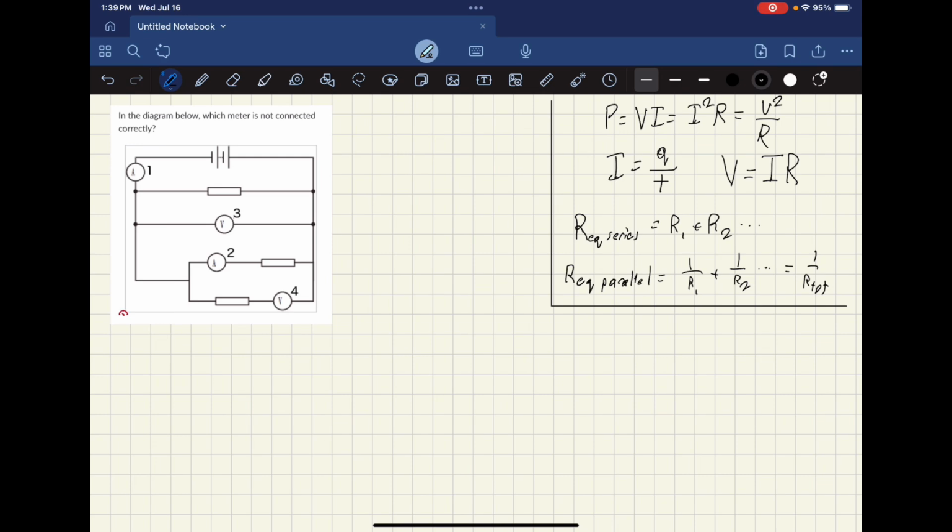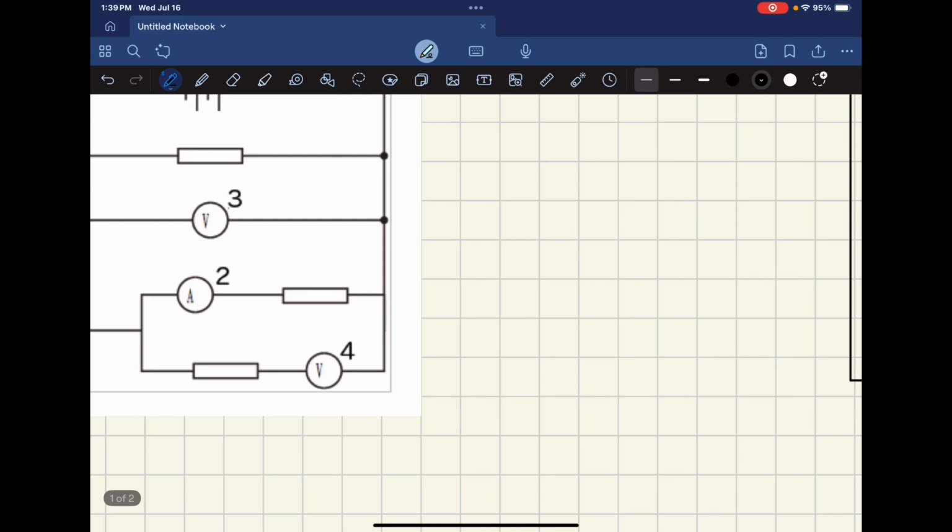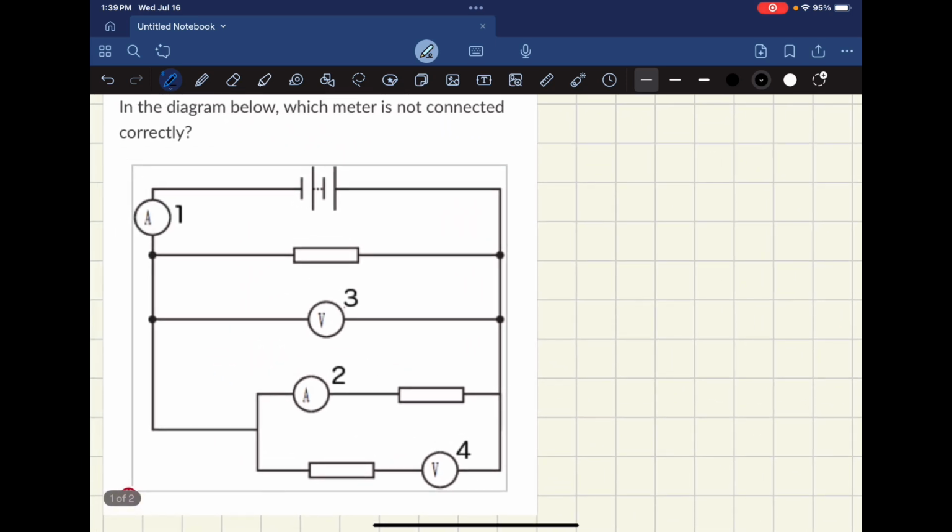So now we have a diagram, and it's asking us which meter is not connected correctly. It may be a little bit difficult to see. I'll try and zoom in here. But 1 and 2, these are both ammeters. And then 3 and 4 are both voltmeters.